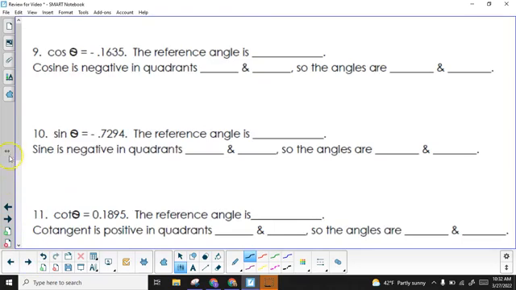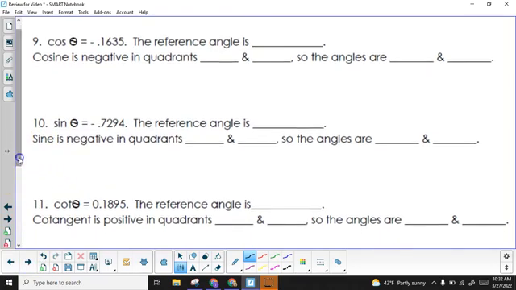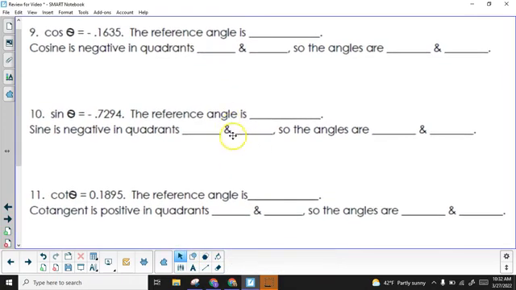Our next 3 problems, these are the ones that are the trickiest. So we are going to just work through them step by step. We have a couple of parts. For the first part, we're asked to find a reference angle and then talk about which quadrants we should be looking at and then what the angles are.